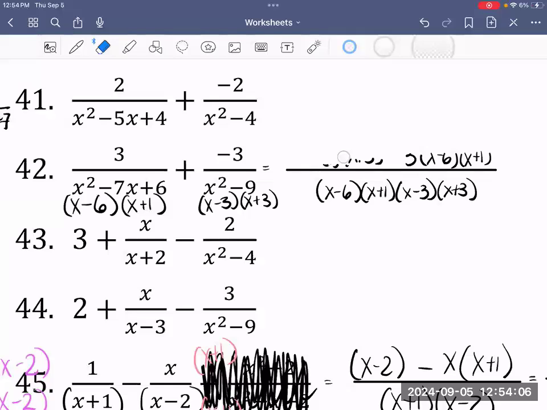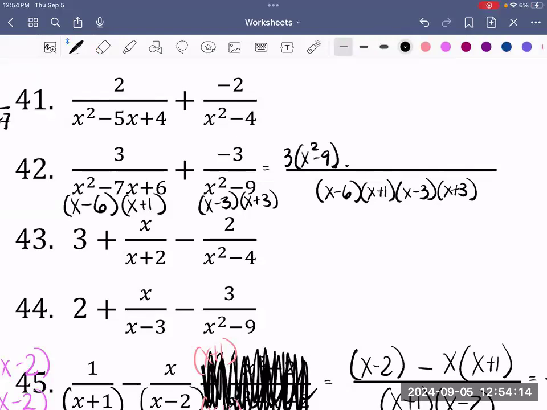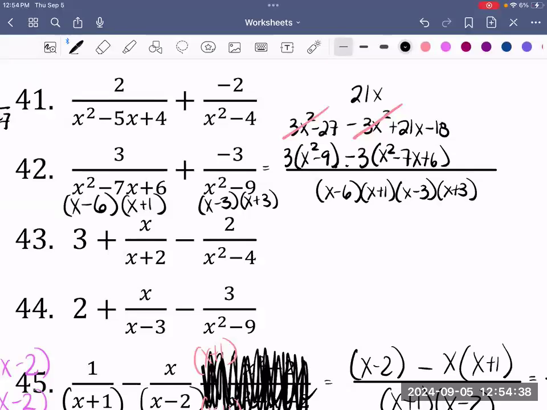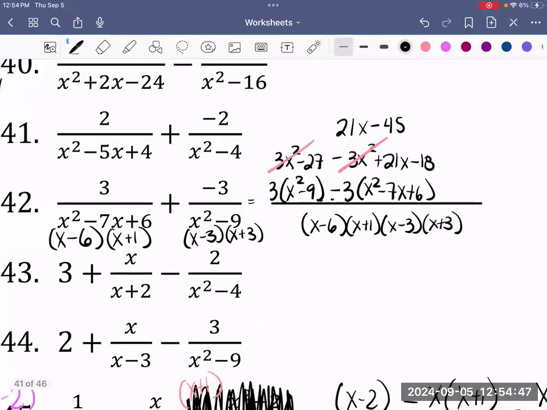So I might back up for a second because I need a little bit of space. You have 3 x squared minus 9, which makes 3x squared minus 27. And we have minus 3x squared minus 7x plus 6, minus 3x squared plus 21x minus 18. We can go ahead and combine some terms. You'll notice that those two are going to cancel. You're left with 21x. Then you have 27 and an 18, which can combine into negative 45.